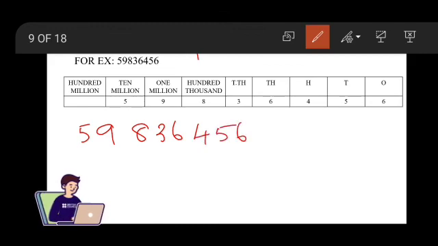59,836,456. The first three digits are the same as in the Indian system. Then we have to group them according to their place value. Before inserting the comma, I'll read out the number, so listen carefully.